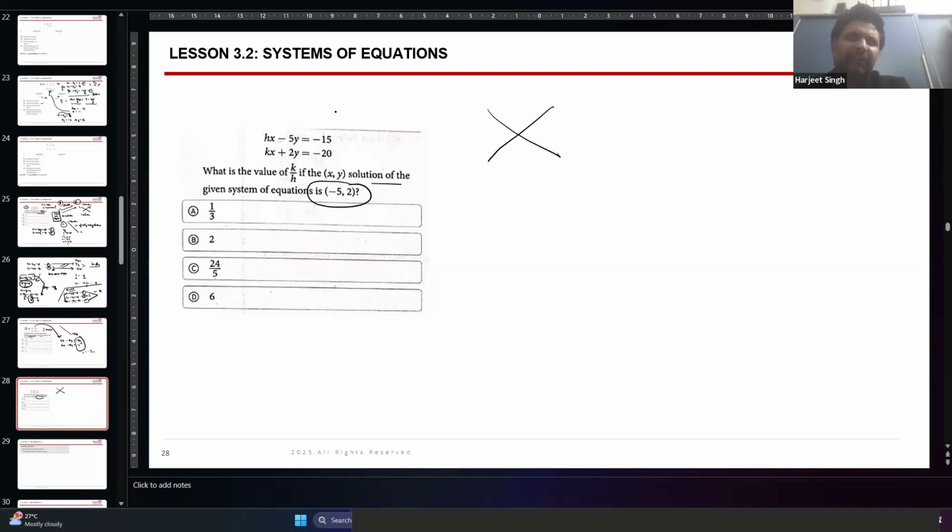So one way is you can substitute the value of x equal to minus 5 and y equal to 2. So substitute x equal to minus 5 and y equal to 2 here inside. So you will get two equations, one involving h and the other involving k. So let's use that method. So method 1.